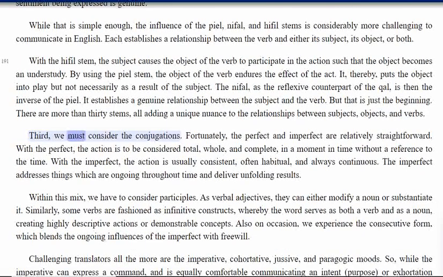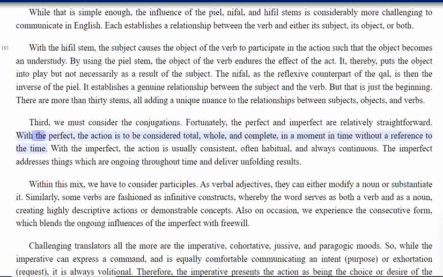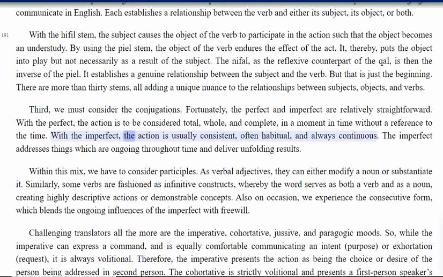Third, we must consider the conjugations. Fortunately, the perfect and imperfect are relatively straightforward. With the perfect, the action is to be considered total, whole, and complete, in a moment in time without a reference to the time. With the imperfect, the action is usually consistent, often habitual, and always continuous. The imperfect addresses things which are ongoing throughout time and deliver unfolding results.